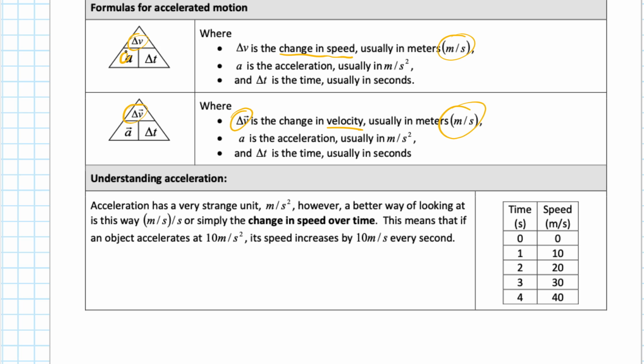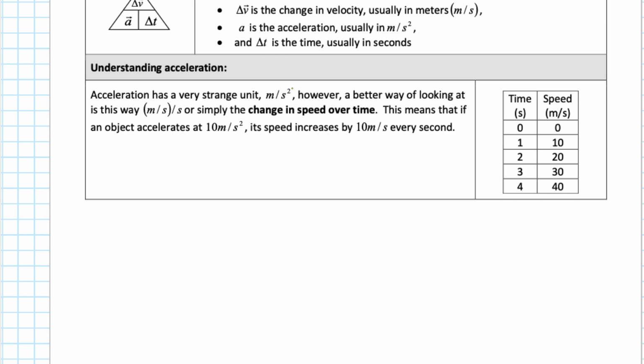A stands for the acceleration, either the scalar version or the vector version, and it is usually measured in meters per second squared. We'll talk about this unit in a minute, what this meters per second squared business means. And then the delta t is the change in time, and it's usually in seconds as well.